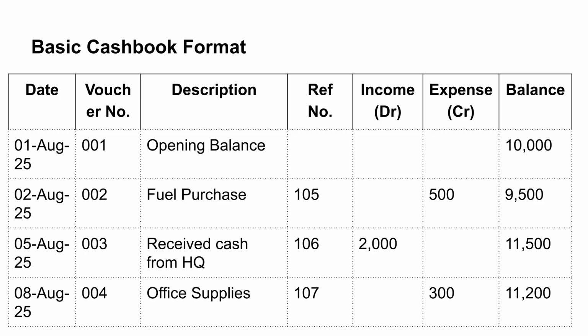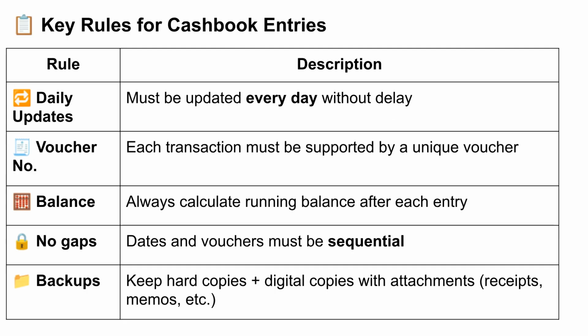It records the date, voucher number, description, income, expenses, and, importantly, always includes a running balance to track the available funds. Key rules for cash book entries include daily updates, ensuring every transaction has a unique voucher number, and maintaining sequential dates and vouchers. Always keep backups of all supporting documents.